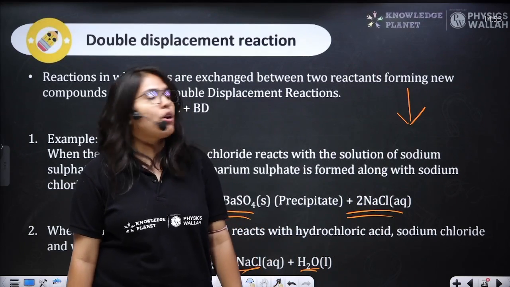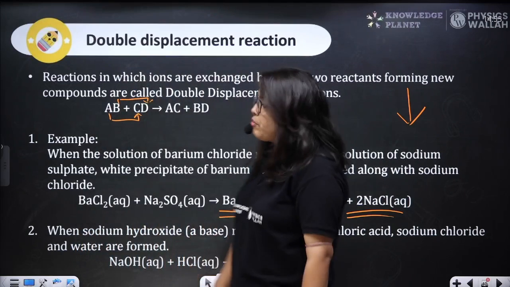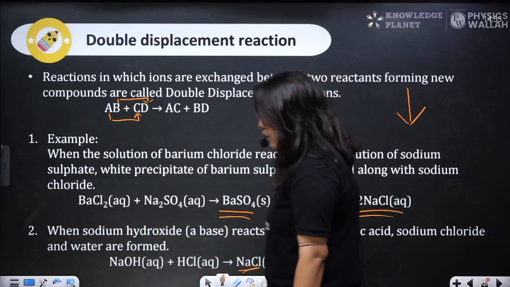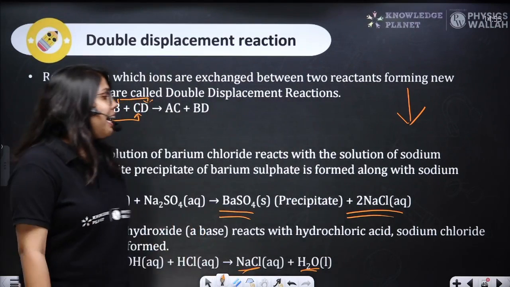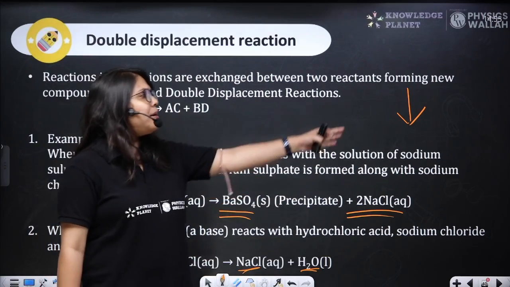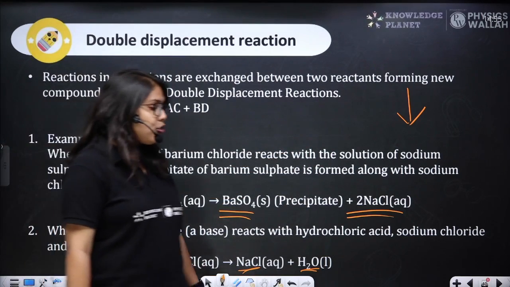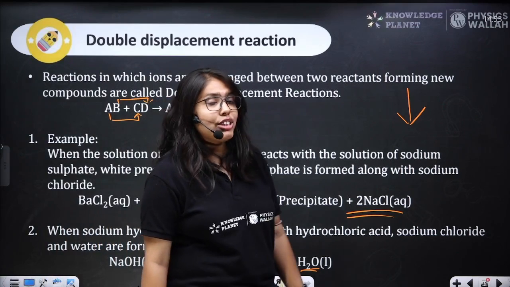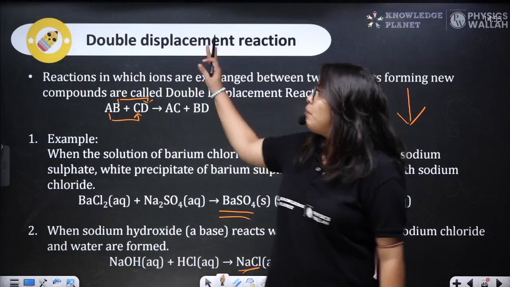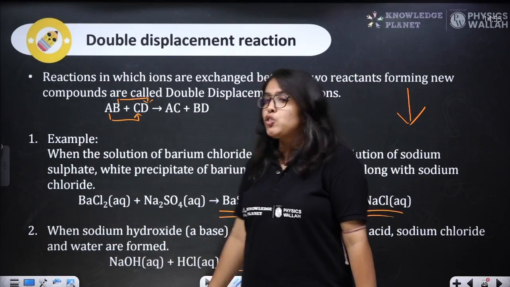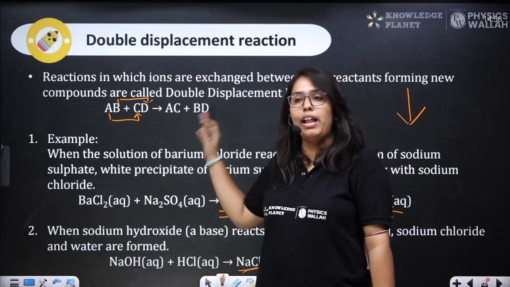Had they been in the solid state, the displacement wouldn't have taken place. Alright? So this is what you notice. That's the first thing you notice. Next thing that you notice is that precipitate is formed, and that can be shown by a downward arrow as well. And another thing that you have to notice is neutralization reaction is an example of double displacement reaction. So with this, we have covered double displacement as well.